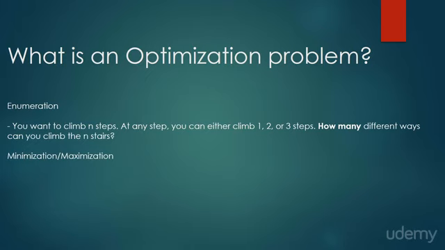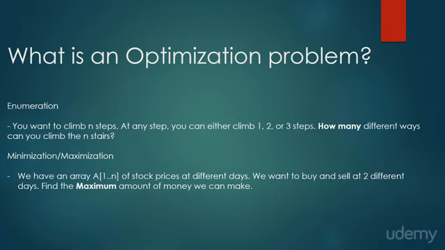Another type of optimization problem is minimization or maximization. An example would be we have an array of n elements that indicate the prices of stock on different days, and we want to buy and sell on 2 different days. It asks you to find the maximum amount of money that you can make. So let's say you want to buy very cheaply and then sell for a lot of money. These kinds of problems involve wanting to maximize the amount of money you make or minimize the cost that you have to pay. So these types of problems are also optimization problems.